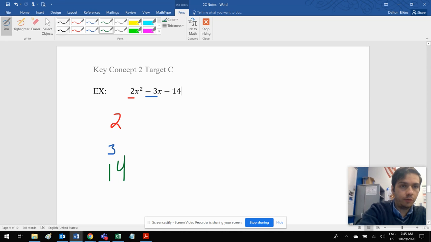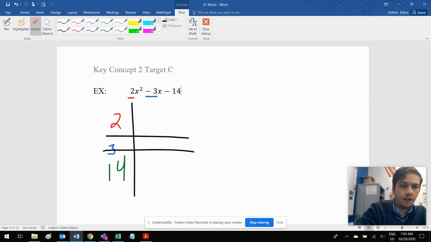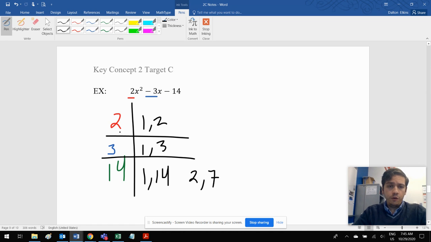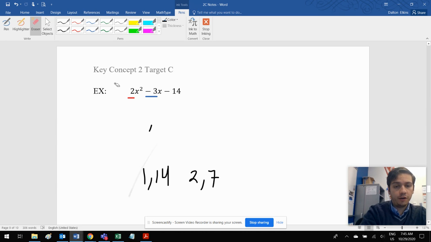So 2, 3, and 14. Well, the fun part about 2 and 3 is that 2 and 3 are prime numbers, meaning their only factors are 1 and itself. 14 has 1 and itself, but also has 2 and 7. So you notice that this has a 2 and this is a 2, but for the 3, there's no factor of 2. They actually share no common factors other than 1 amongst all 3 of them. So this isn't what we're going to do here.